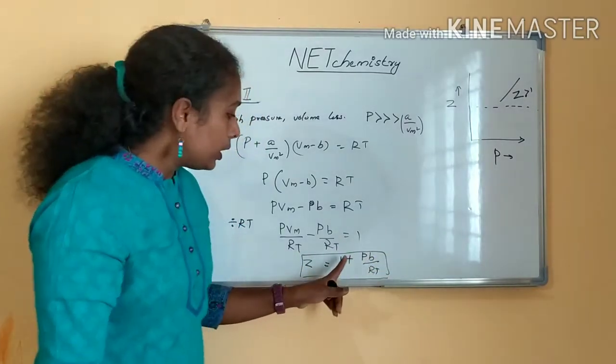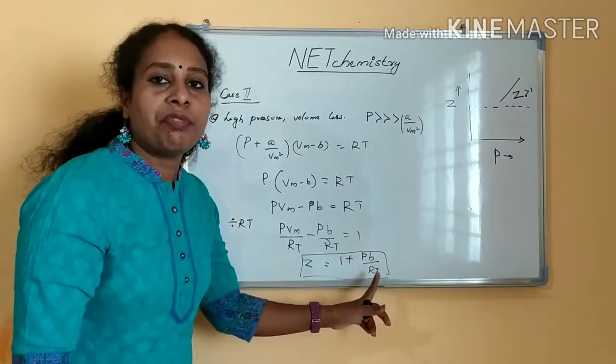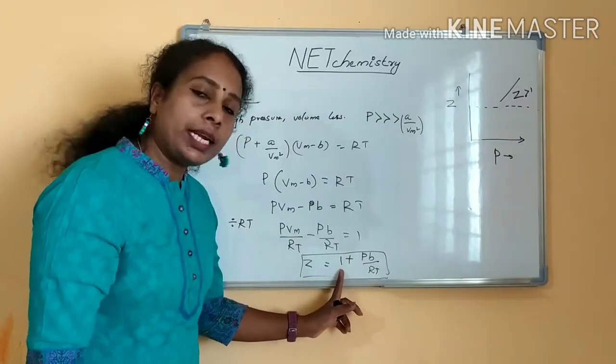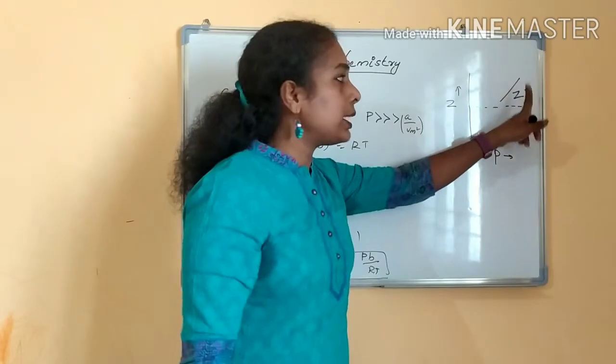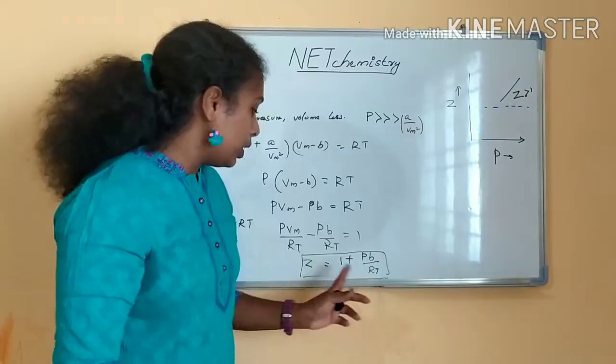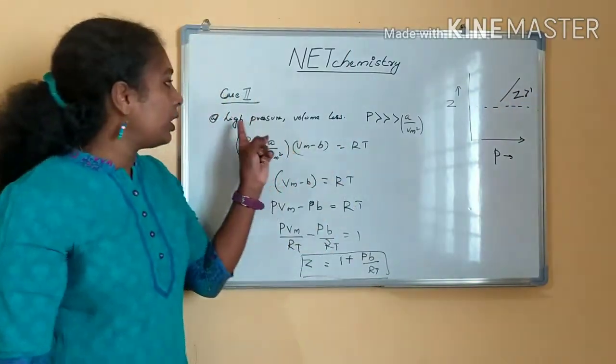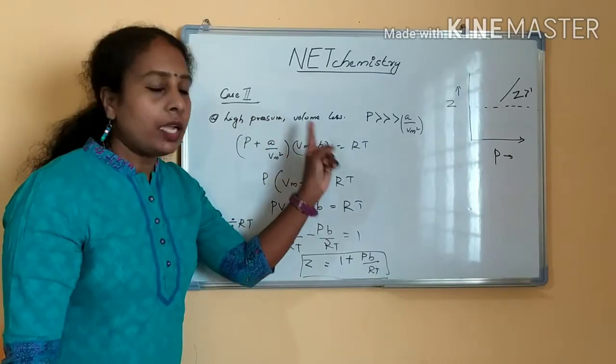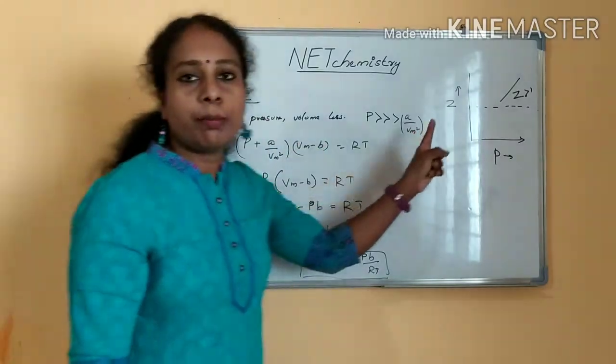Now you know this Z is a value greater than 1, right? This is greater than 1. So this explains this graph, okay. Z greater than 1. So Z value is greater than 1. The case is at high pressure. At high pressure, this is the way a real gas will be behaving.